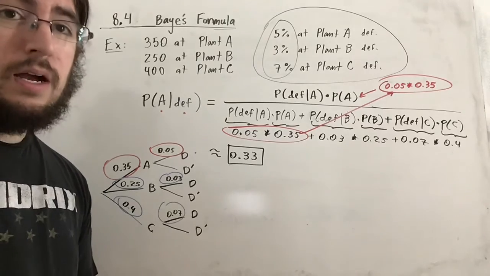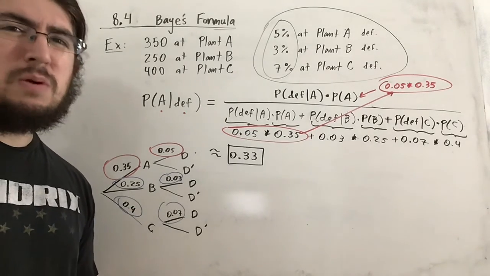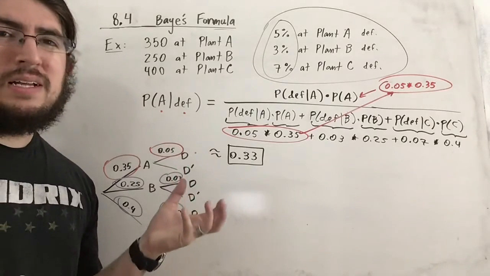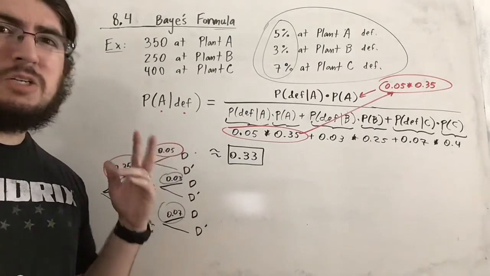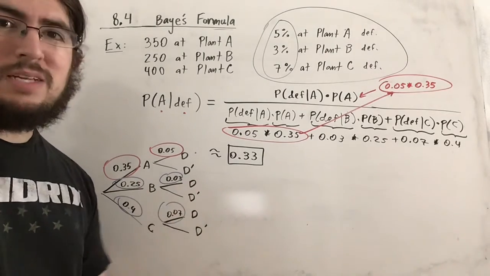Anyways, that was it for 8.4. Again, we didn't really do too many examples here, but to be quite honest, it's just one formula. So in some sense, 2 examples for one formula isn't actually too bad. But again, that was it for 8.4.